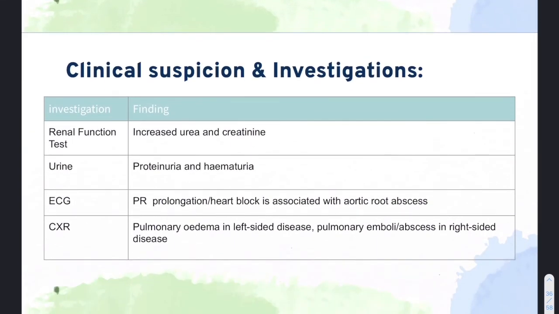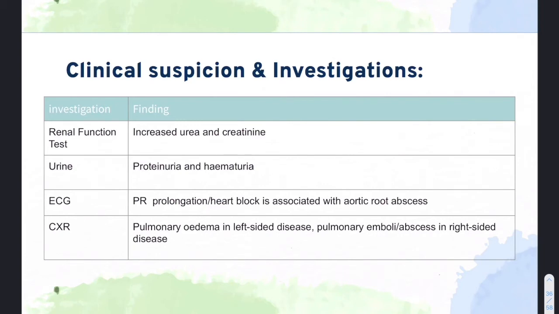Then we should do a renal function test. There would be increased urea and creatinine due to glomerulonephritis. On urine analysis, there would be proteinuria and hematuria due to glomerulonephritis too. On ECG, there might be PR prolongation or heart block associated with aortic root abscess. So aortic root abscess is a complication of infective endocarditis.